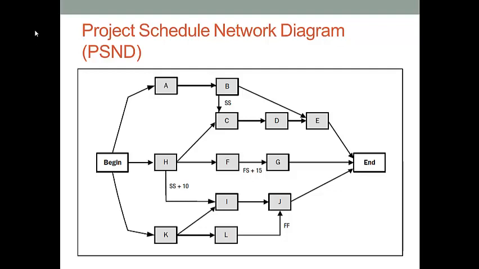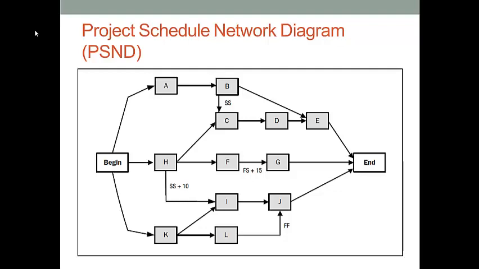When we draw a PSND diagram, we always want to draw the starting point and the ending point first. Between the 2 points, we need to list all activities involved in a project. Where can we find the activities? We need to look at the work breakdown structure. We need to draw all activities listed in the WBS chart in the PSND diagram. Each box in the PSND diagram represents a particular activity listed in the WBS chart.